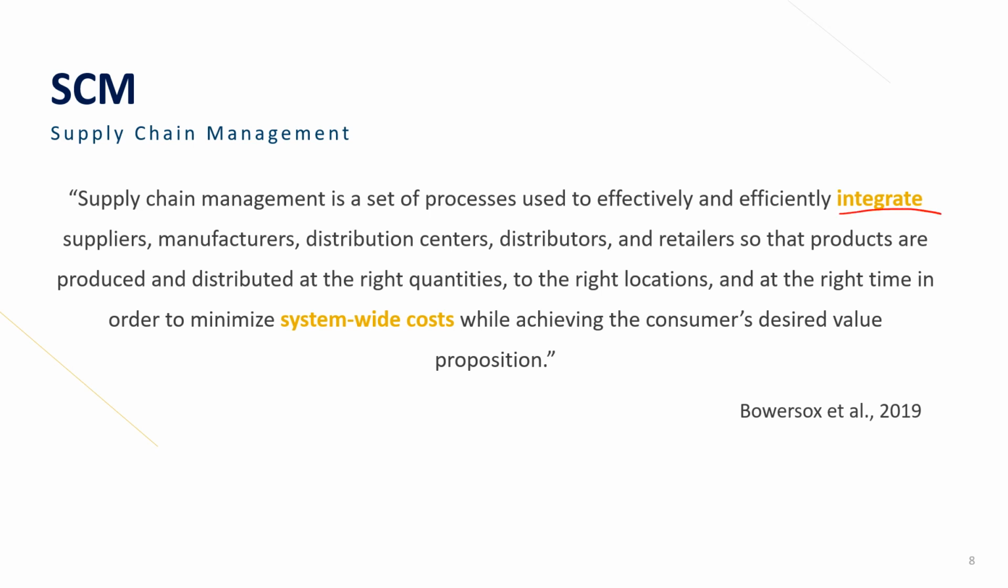So here, integrate suppliers. Here are all the entities involved in the supply chain: suppliers, manufacturers, distribution centers, distributors, retailers. All the parties involved there should be integrated so that the products, which can be tangible or intangible, are produced and distributed in the right quantity, right location, right time, in order to minimize the system-wide cost. So the cost should be minimized, but the value proposition decided by the consumer should be achieved. So those are the definitions of supply chain.